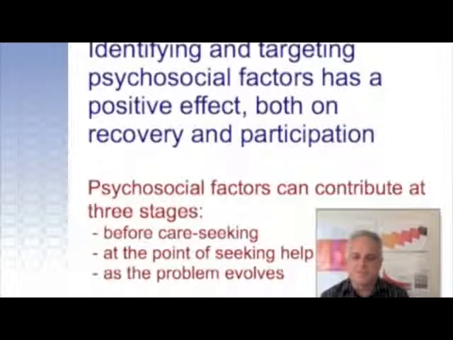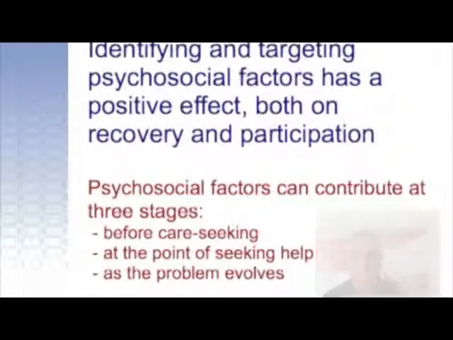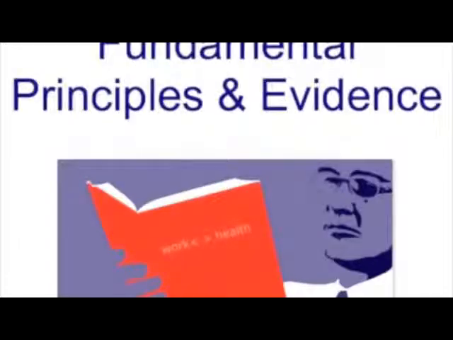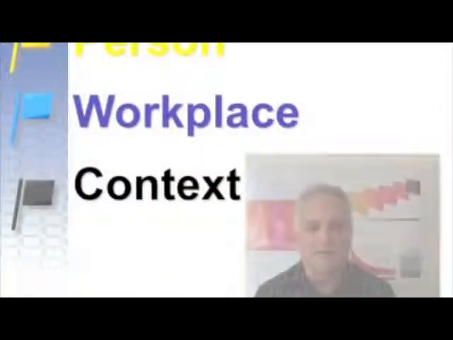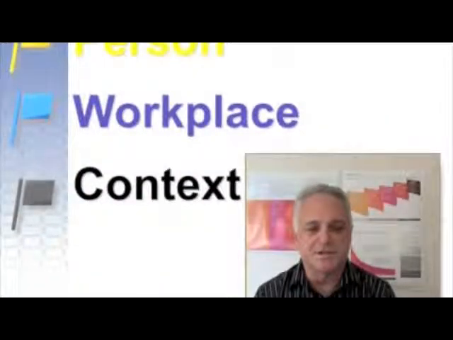So, psychosocial factors can contribute at 3 stages in time: before somebody seeks care or help, at the point of seeking help, and as the problem evolves and perhaps turns into a persistent or long-term problem. So, let's have a look at some of the fundamental principles and the evidence base on which this rests. Underlying principles, I would suggest that there are 6 important things that we need to take into account.